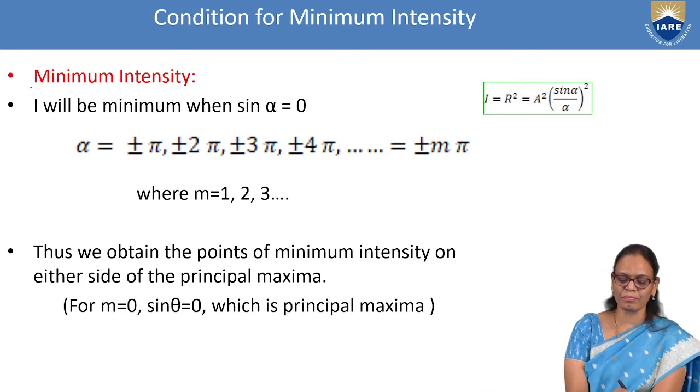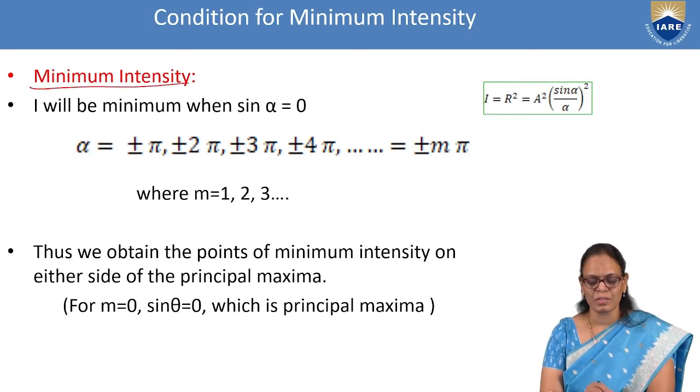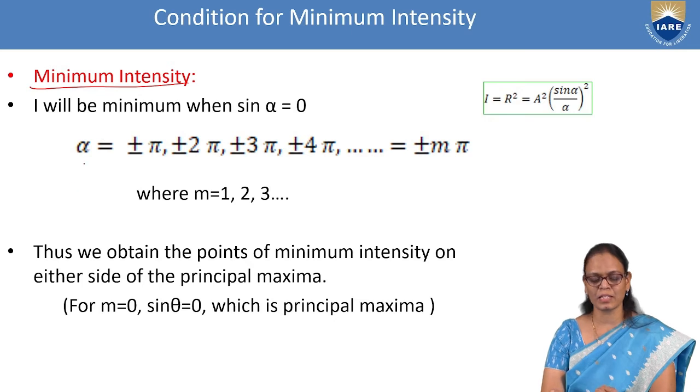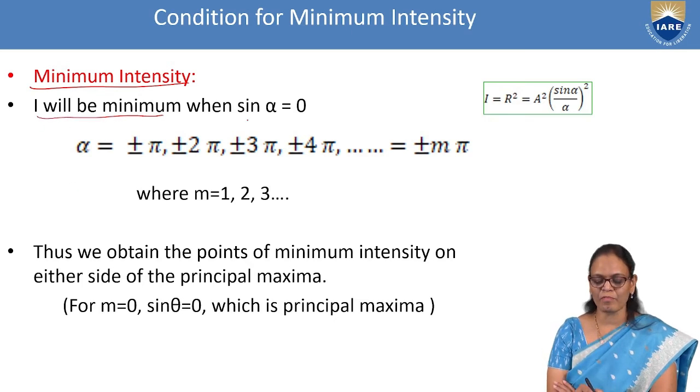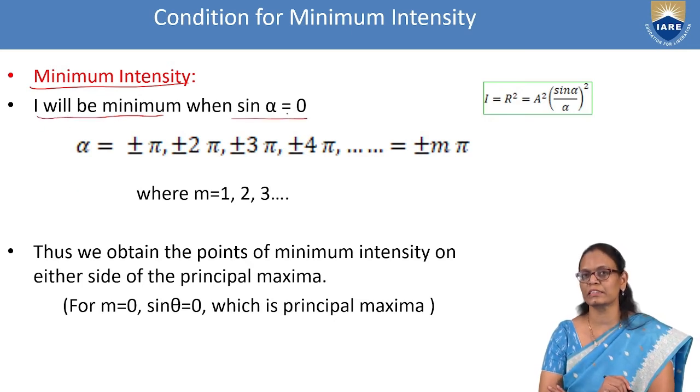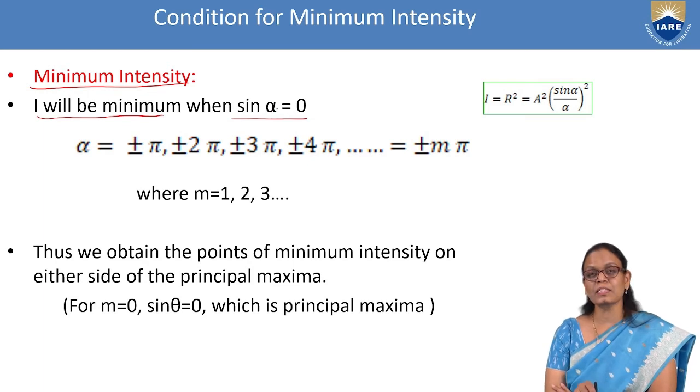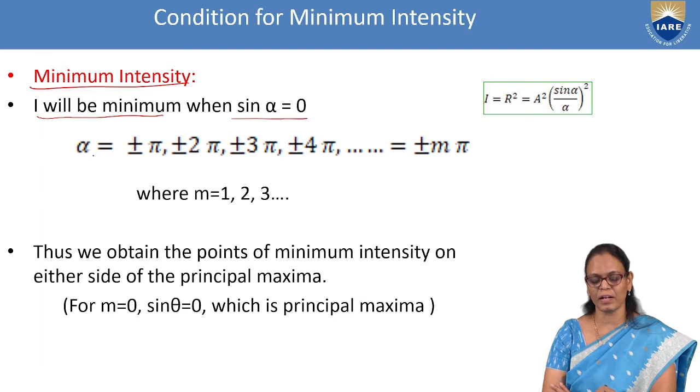Now condition for minimum intensity. So when do we have minimum intensity? I will be minimum when sin alpha is equal to 0. So when will sin alpha be equal to 0? For all values of alpha taking plus or minus pi, 2 pi, 3 pi, 4 pi and so on. For all these values we can have sin alpha is equal to 0.